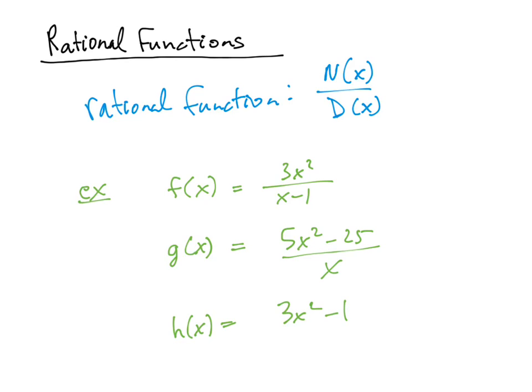Now this one doesn't look like we're dividing two polynomials, but really this is the same thing as 3x squared minus 1 getting divided by some constant, namely 1. 1 is a polynomial. It's just a constant polynomial. So all three of these are rational functions.